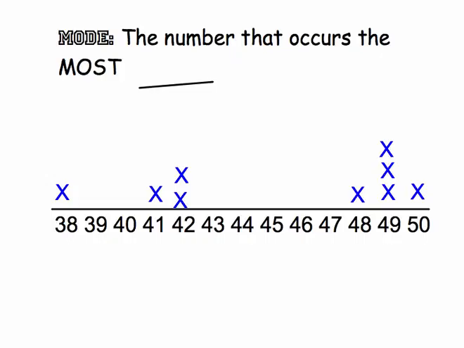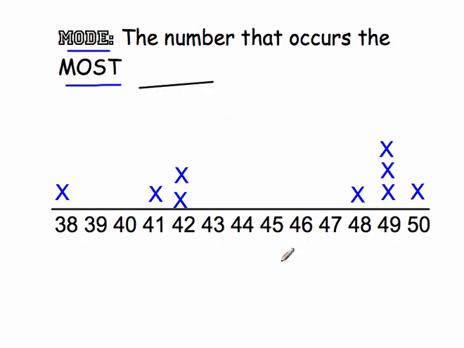Next, we are going to find the mode. The mode is the number that occurs the most often, so the score that he got the most often in his time tests. The way that I remember this is I think that the word mode sort of sounds like the word most. Mode means most.